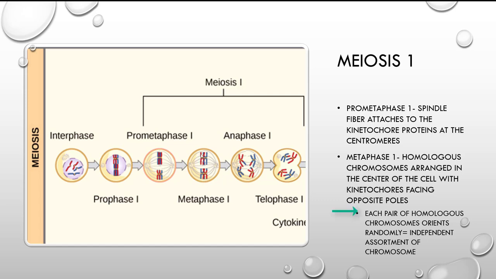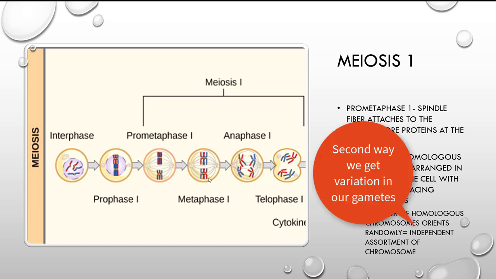So you can see how there's a red X on one side, there's a blue X on the other here. Here you have a blue X on one side, you have a red X on the other. So this is what we call an independent assortment of chromosomes. This is another way that we get variation in our gametes because of this random assortment.